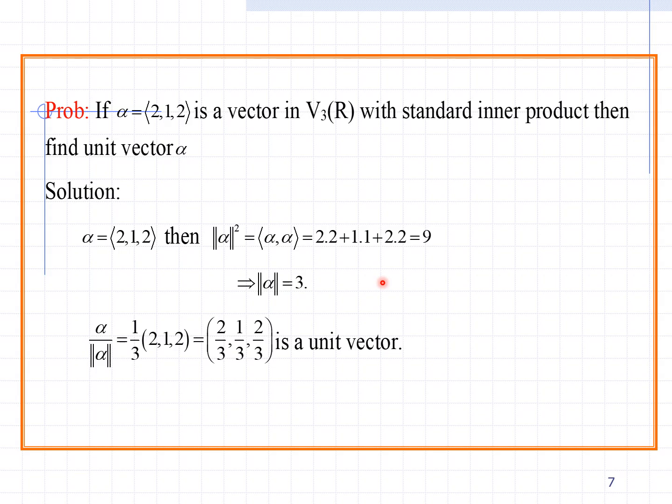Once you have the norm, then find the unit vector. What does unit vector mean? The given vector divided by its norm: the normalized vector. You already have the norm, so it is 1 by 3. Alpha means (2, 1, 2), so simply you can say 2 by 3, 1 by 3, 2 by 3. That is the unit vector. Simply, in vector calculus, unit vector means the given vector by the norm vector. The same method.